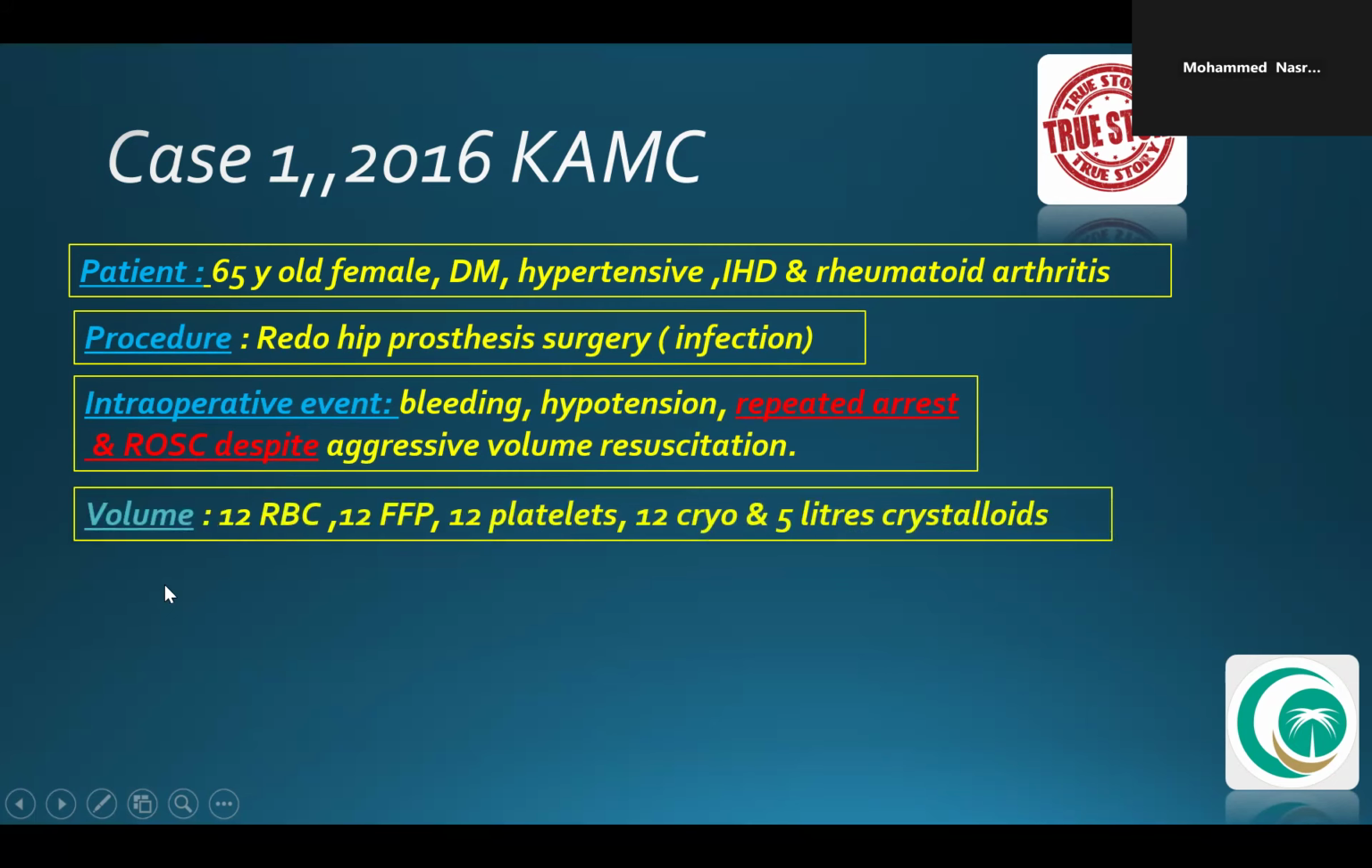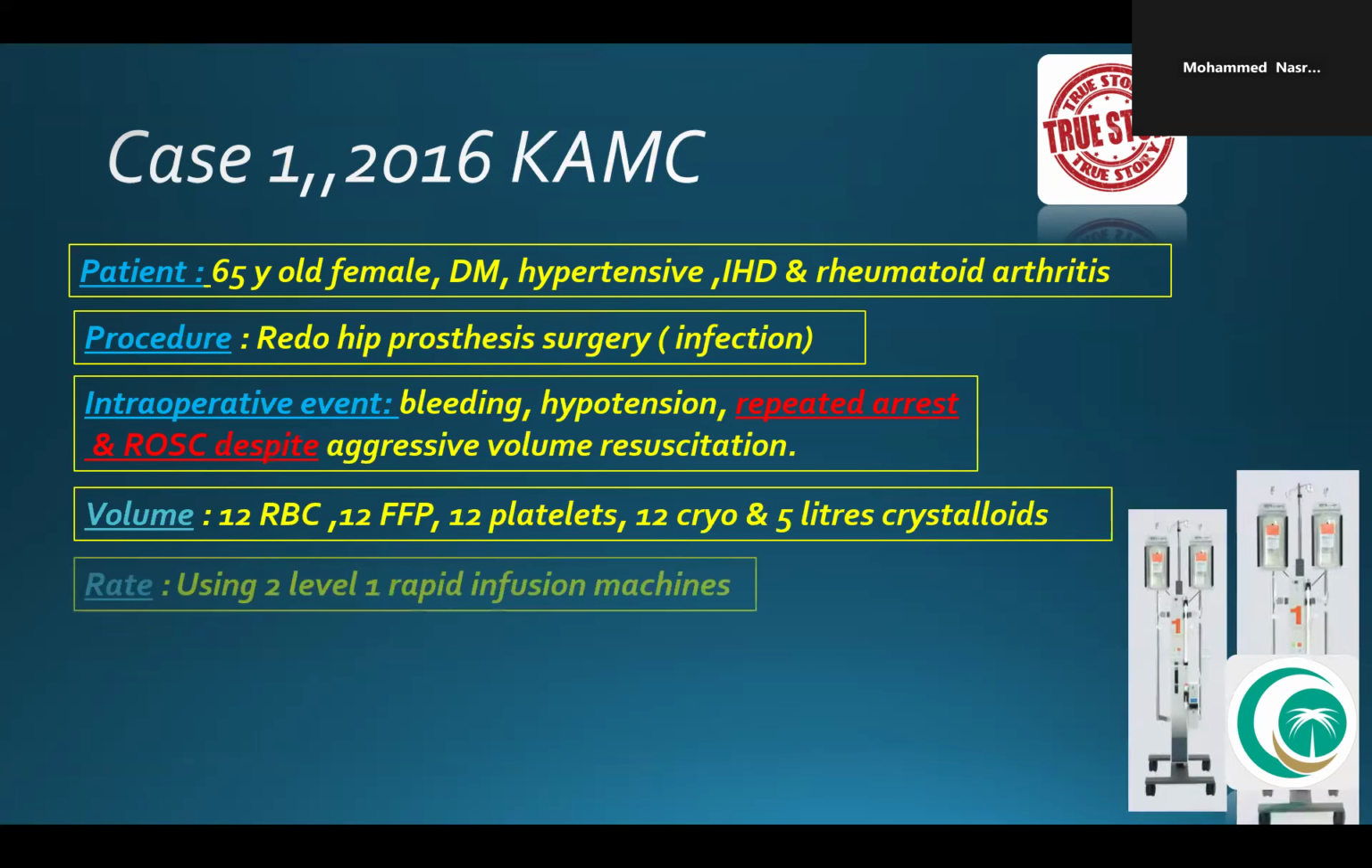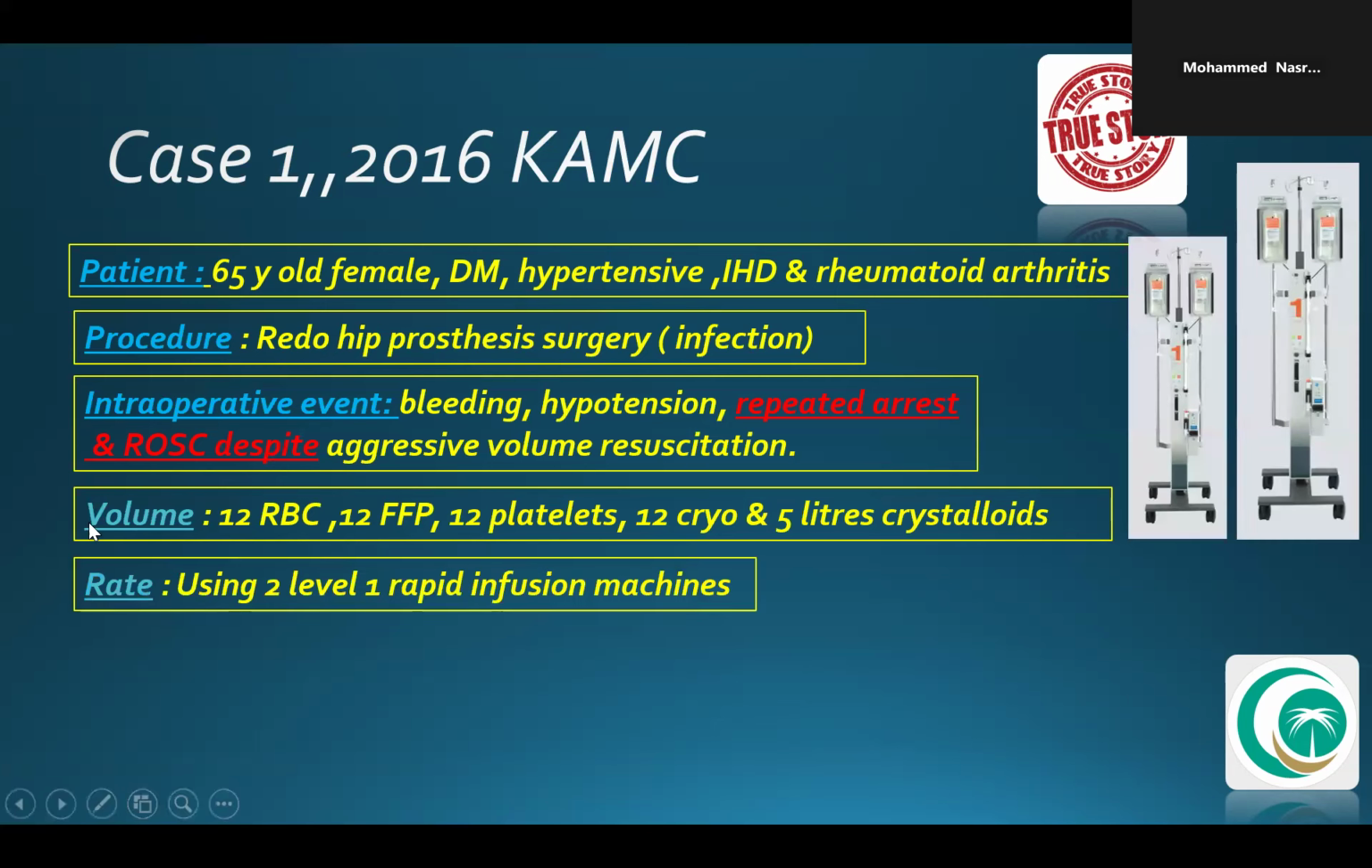We gave volume. How much was given? 12 RBCs, fresh frozen plasma, platelets, cryo, and 5 liters of crystalloids and colloids. Not only such a big volume, but also the rate. This volume was given using 2 Level 1 rapid infusion machines.